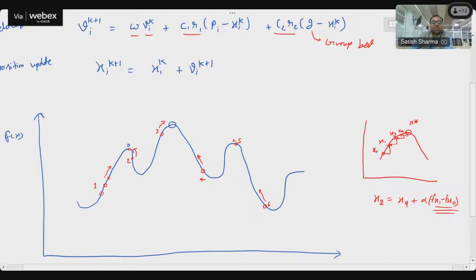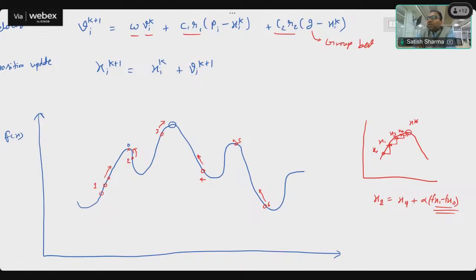Okay, so this first solution will try to reach here, and the second solution will also try to reach the first peak. Now, by looking at this particular function, we know that this first peak is not the optimal solution.